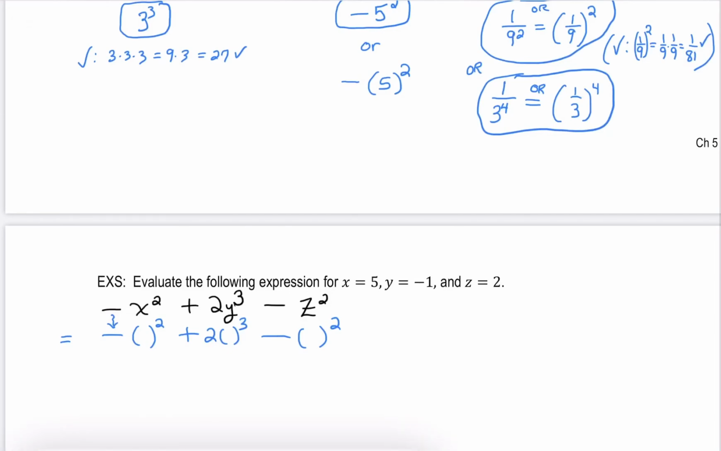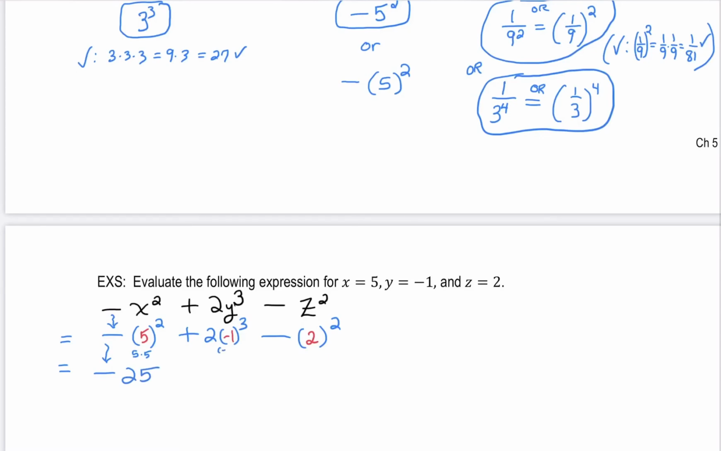So now let's sub in the specified values for the variable. 5 goes in for x, -1 goes in for y, and 2 goes in for the z. All right, so let's get to our order of operations here. So again, in this first term, the only thing being squared is the 5. The negative is just out in front getting carried along. So our first term here is -25.